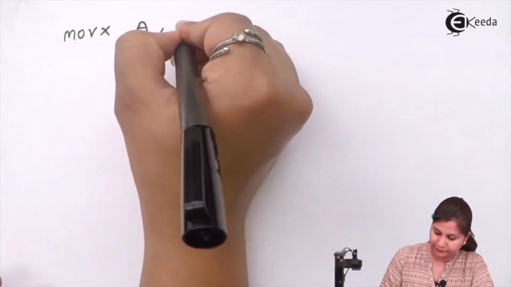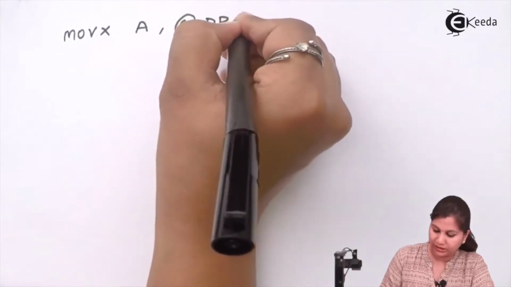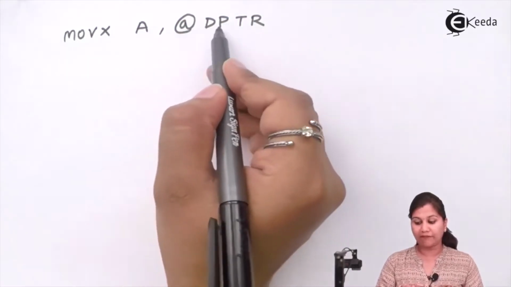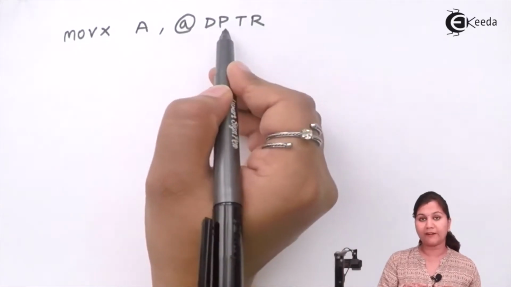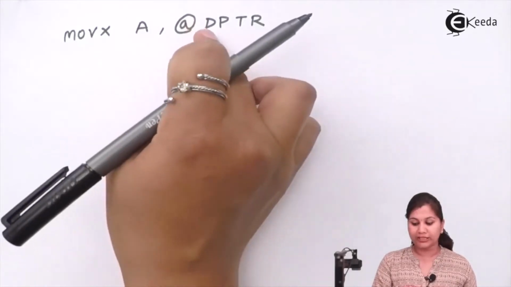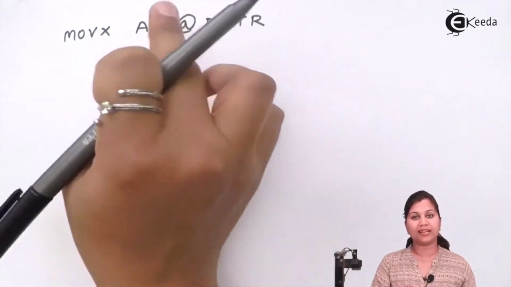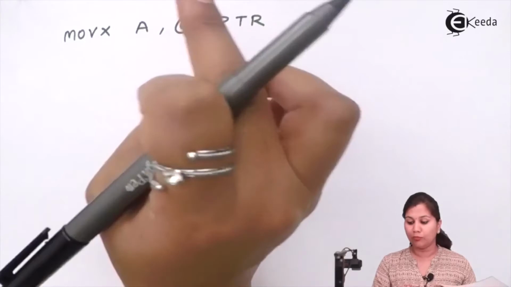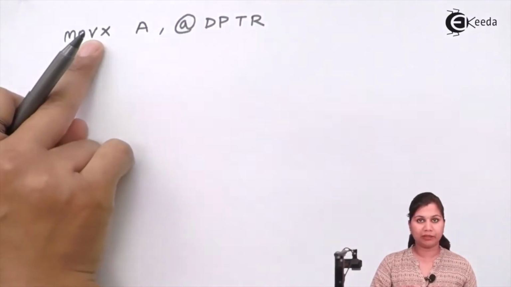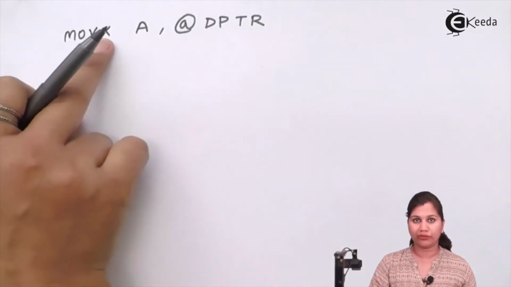So move that second number into accumulator. Again we are using the indirect addressing because we are not having the data in DPTR, we are having the address of that data. Okay, so take that address from DPTR. At that address we are having the data. Move that data into the accumulator, and because it is in external memory, so we are using MOVX.